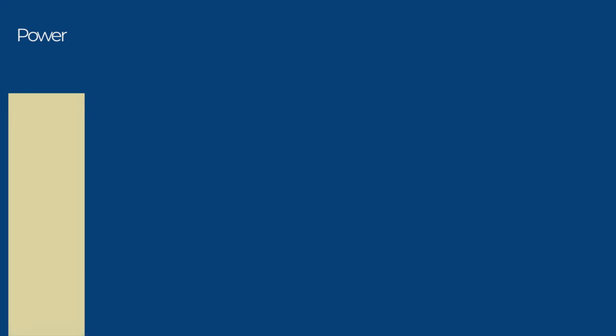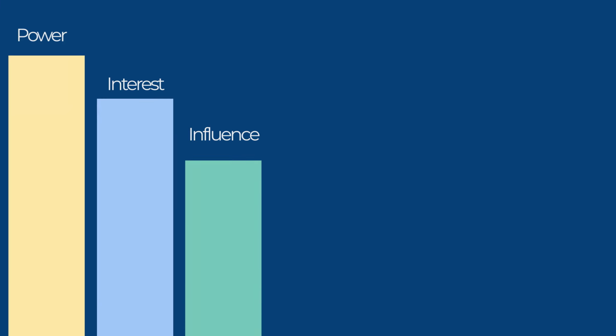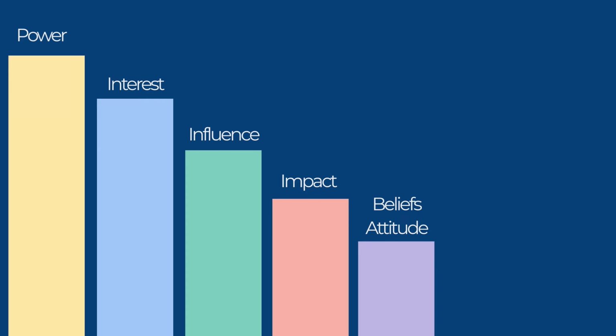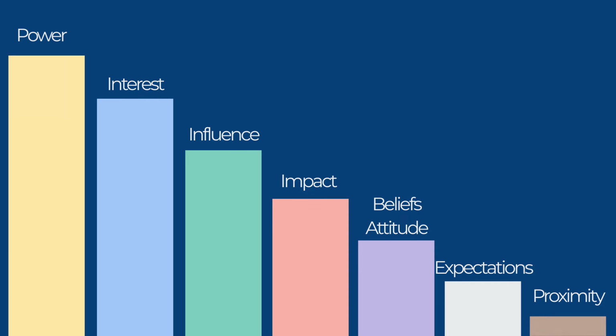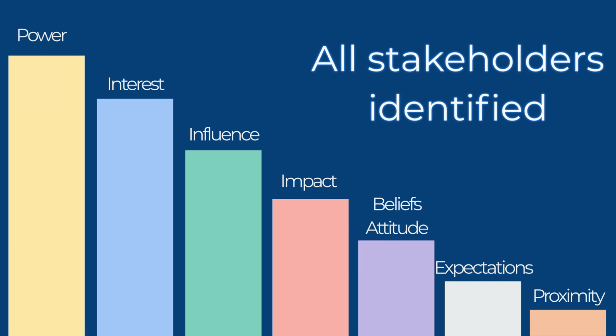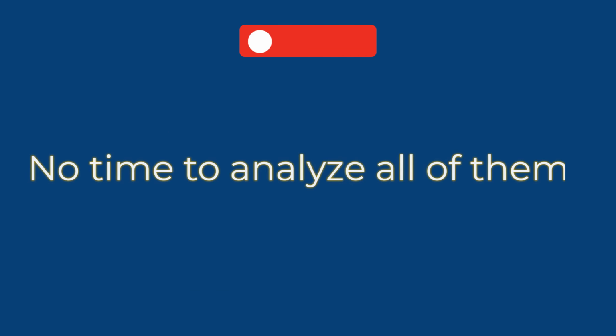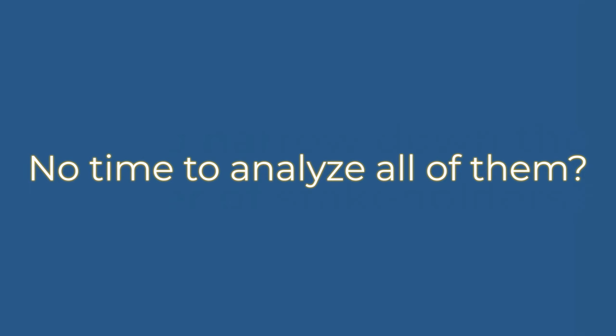Make sure to analyze all these properties: power, interest, influence, impact, beliefs and attitude, expectations and proximity. This analysis should be performed on all stakeholders you have identified in the earlier step. You might be overwhelmed with the number of stakeholders you've already identified, because in some projects you might have thousands and there is no time in the world to analyze all of them. That's why you can do the following to narrow down the number of stakeholders before you start to analyze them.